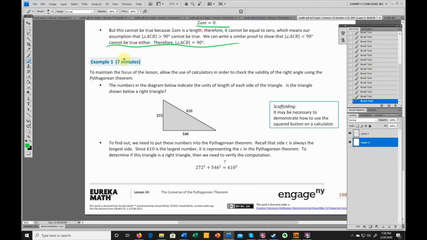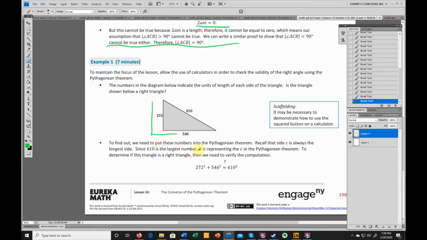Okay, example 1. To maintain the focus of the lesson, we're going to allow you to use calculators in order to check the validity of the right angle using the Pythagorean theorem. So if you have calculators on your phones or on your computer, go ahead and pull them out and follow along. The numbers in the diagram below indicate the units of length of each side of the triangle. Is the triangle shown below a right triangle? Now, it looks like a right triangle, but don't go by what you see, because it might not be in the numbers. Sometimes they can draw things wrong intentionally, and they want you to solve it with the numbers.